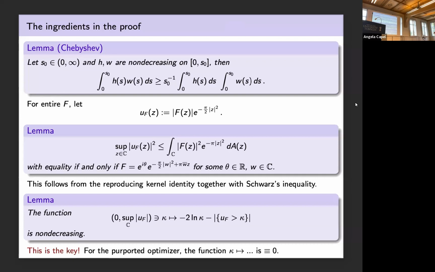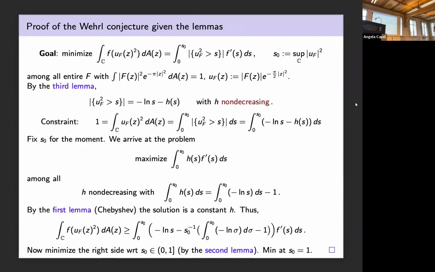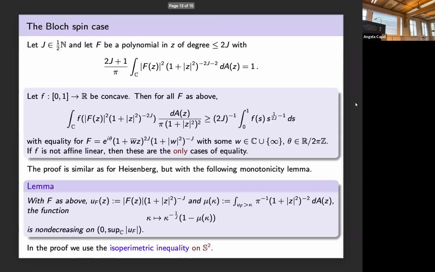Okay, so I don't want you to see the details of this proof, but I want you to see the overall structure. And now let me jump a little bit ahead to the Bloch spin case. I don't want to tell you that proof now immediately, but show you what we need to change.